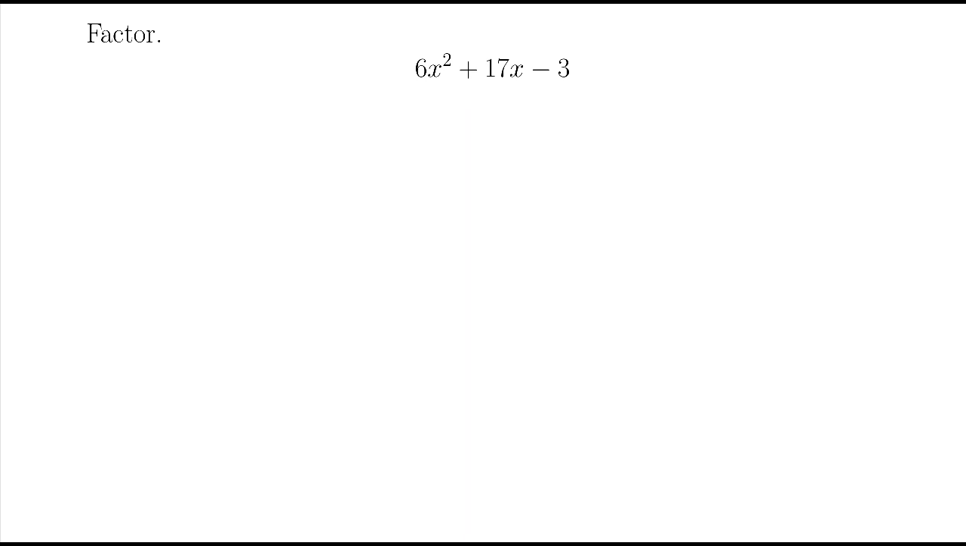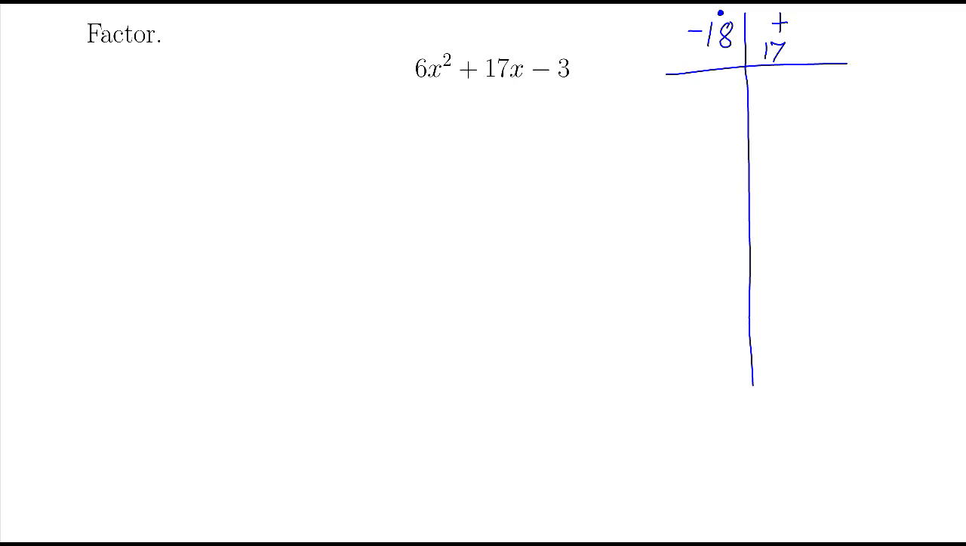Next thing we'll have to do here is multiply 6 times negative 3. 6 times negative 3 is negative 18. I need two numbers that multiply together to give me negative 18, but if I add those same two numbers together, I get positive 17. Multiply together to be negative 18, add together to be positive 17.